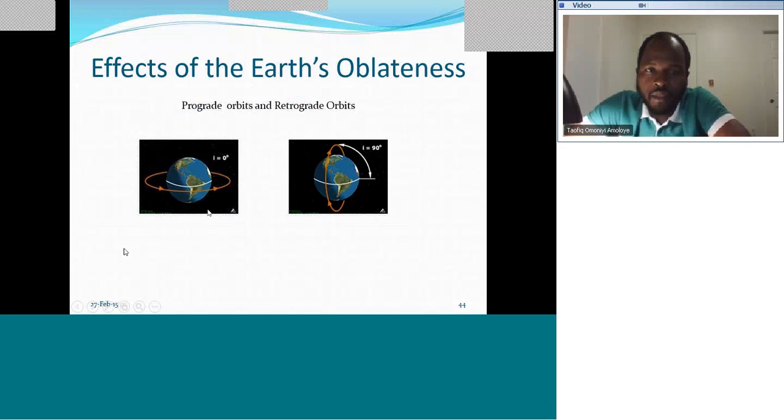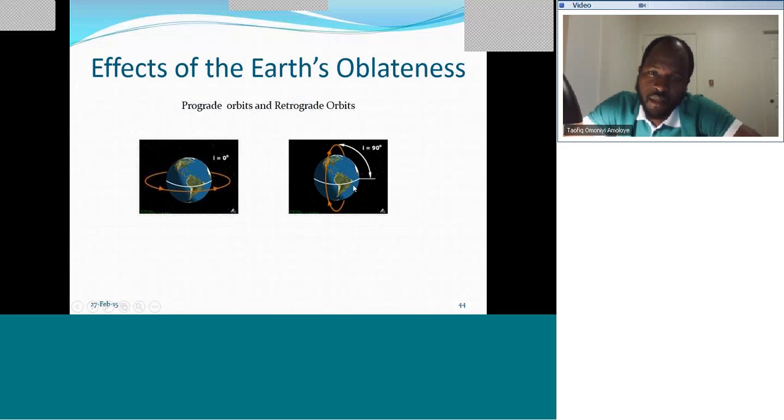And this is just some pictures I got from the internet to use to explain to you what a prograde orbit is and what a retrograde orbit is. So if that is the Earth there, if you have an orbit for a satellite with an inclination of 0 degrees, that means the orbit is just coincident with the equatorial plane of the Earth. So that is a prograde orbit.